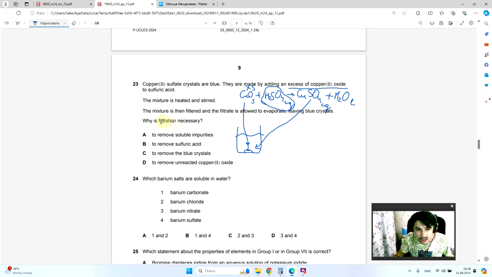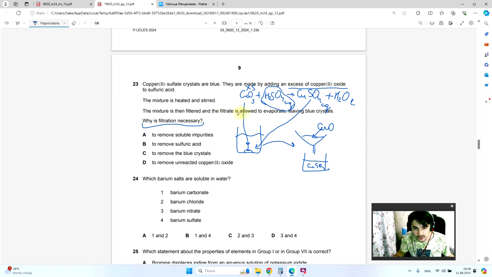Then the filtration: the mixture is filtered and the filtrate is allowed to evaporate. So you simply filter this, and you're filtering it in order to get rid of the solid, insoluble substance, which is left on the filter paper. And the filtrate contains copper sulfate only if the acid reacted completely.